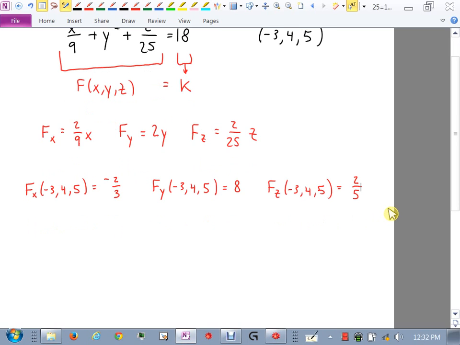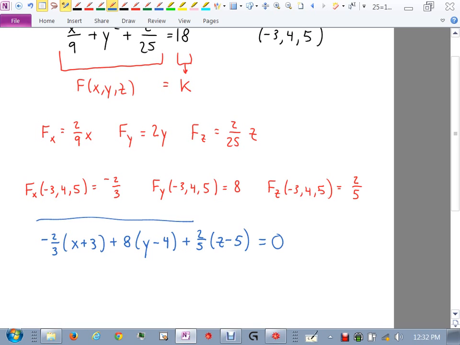So the equation of my plane should be -2/3 times (x minus what? -3, so x plus 3), and then plus 8 times (y minus 4), and then finally plus 2/5 times (z minus 5) equals 0. That's the equation of the plane.